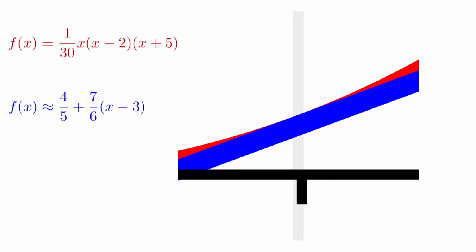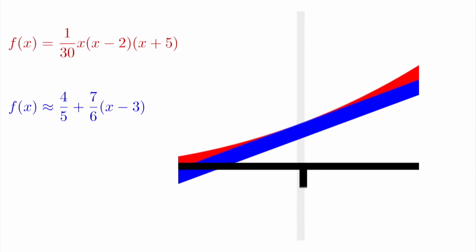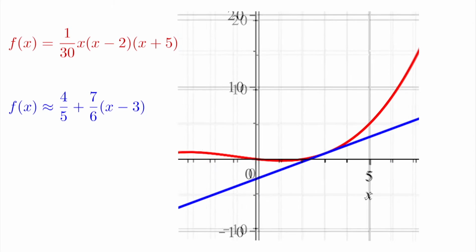The tangent line certainly seems to be a good approximation to our function when we are close to x equals 3, but what about when we zoom out? Is it still a good approximation?